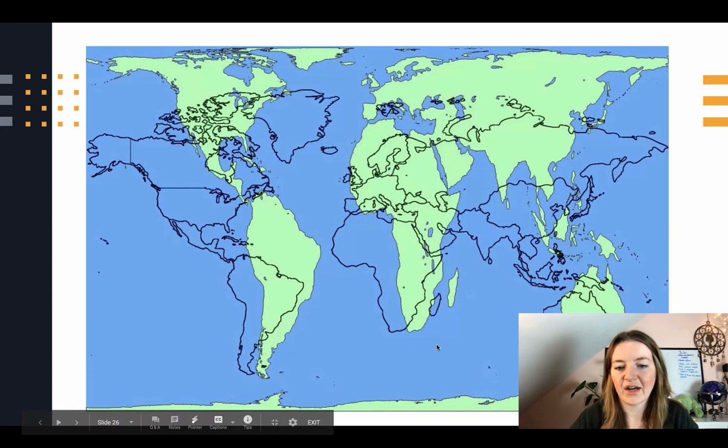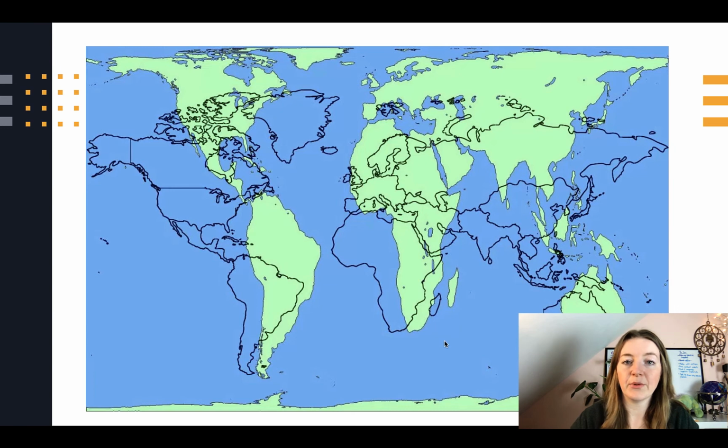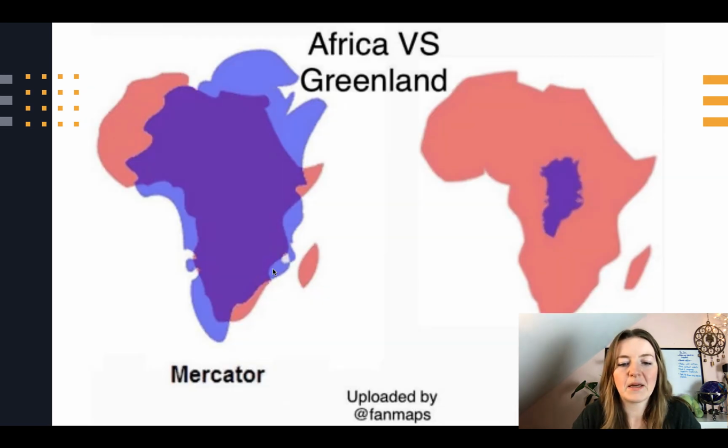The size of Africa takes up, from the equal area map to the Mercator projection, from the southern tip of Africa all the way up into the northern part of Europe. I mentioned Africa and Greenland on purpose, so they're about the same size on a Mercator projection. In actuality, Greenland is tiny. It is nowhere near the size of Africa, so that map is kind of lying to you.